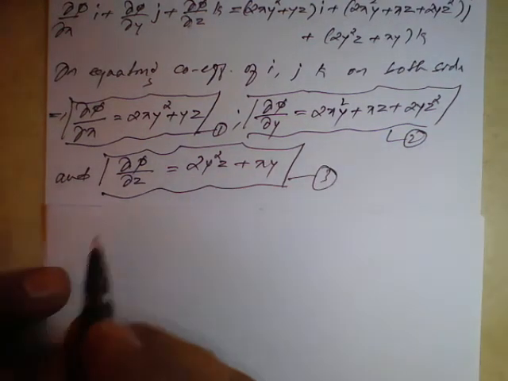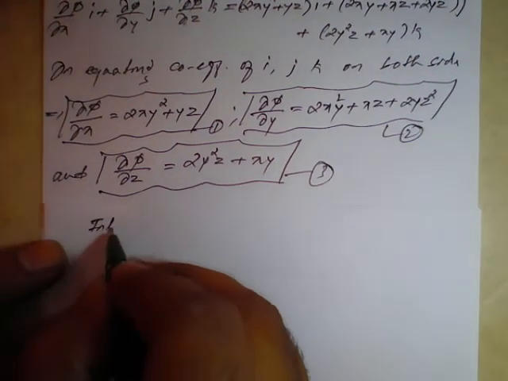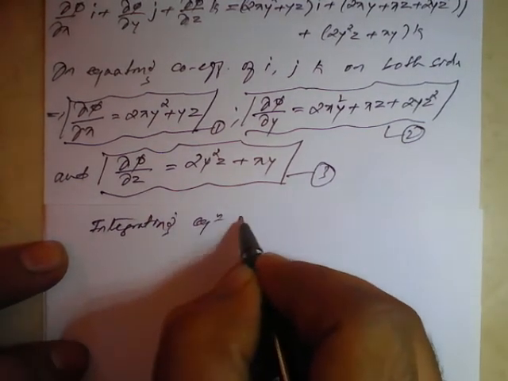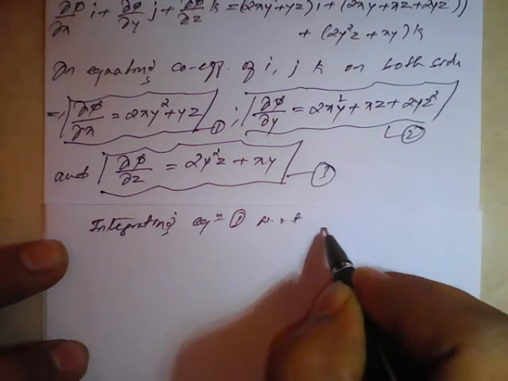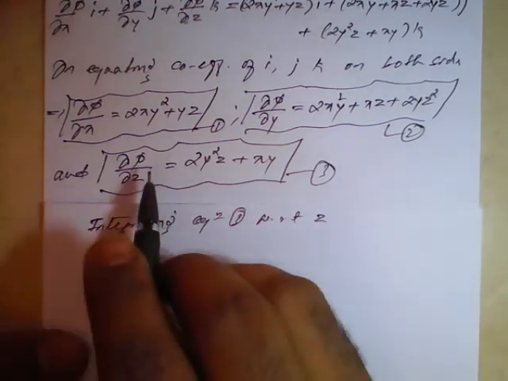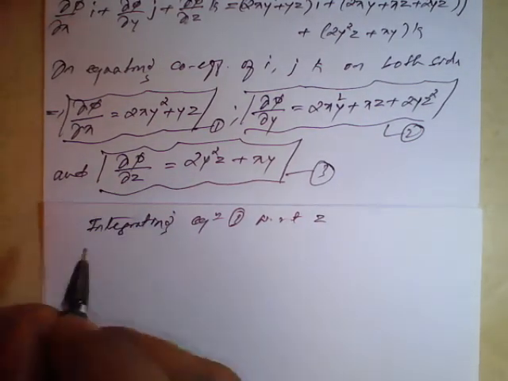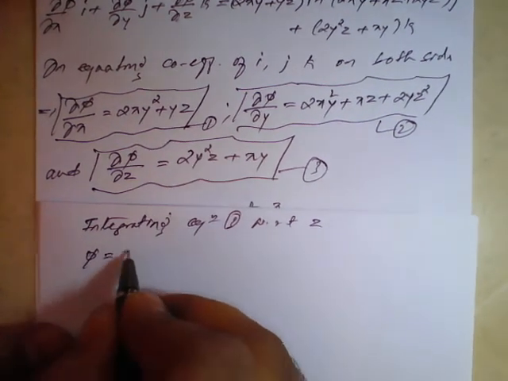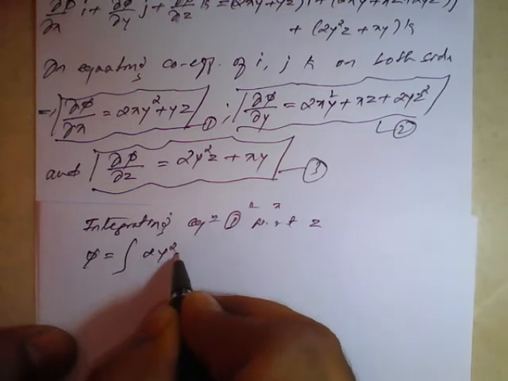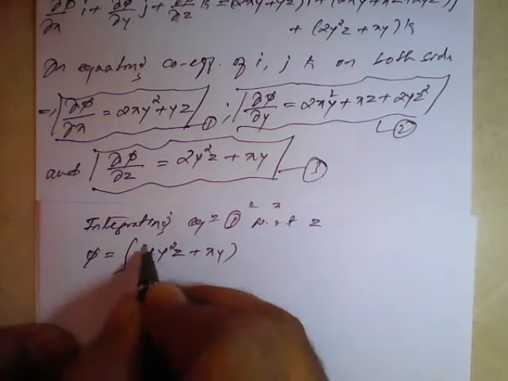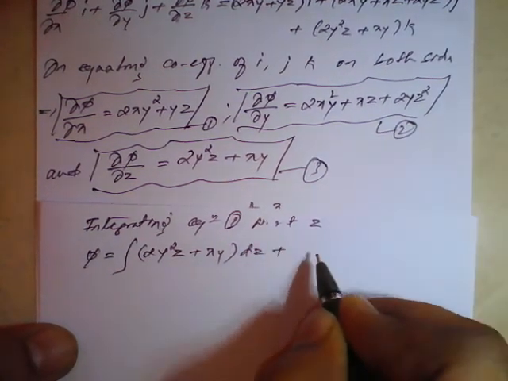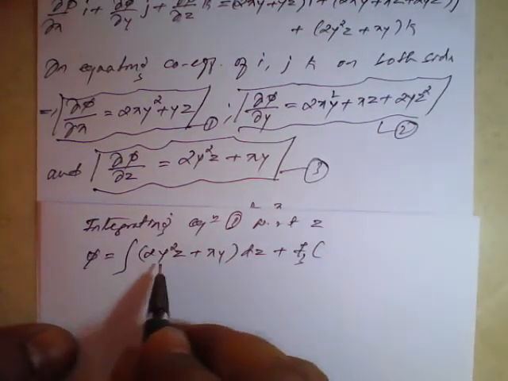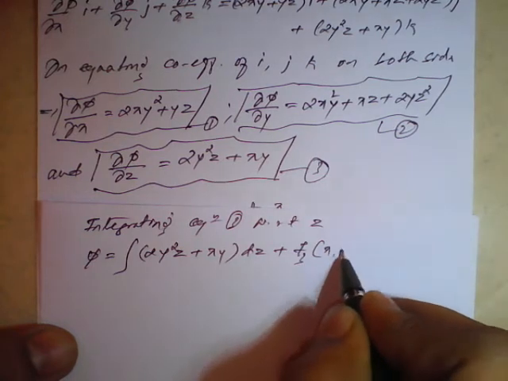So on integrating equation 3 with respect to z, we will get phi is equal to the integration of 2y square z plus xy with respect to z, plus f3, a function of x comma y, since we are integrating with respect to z.